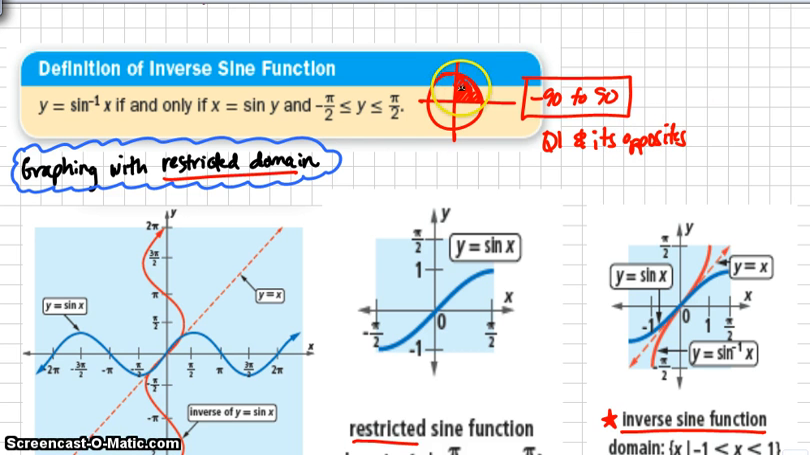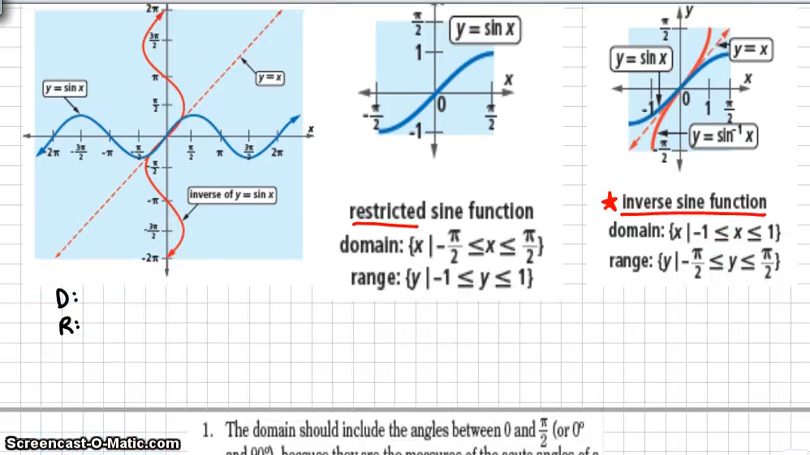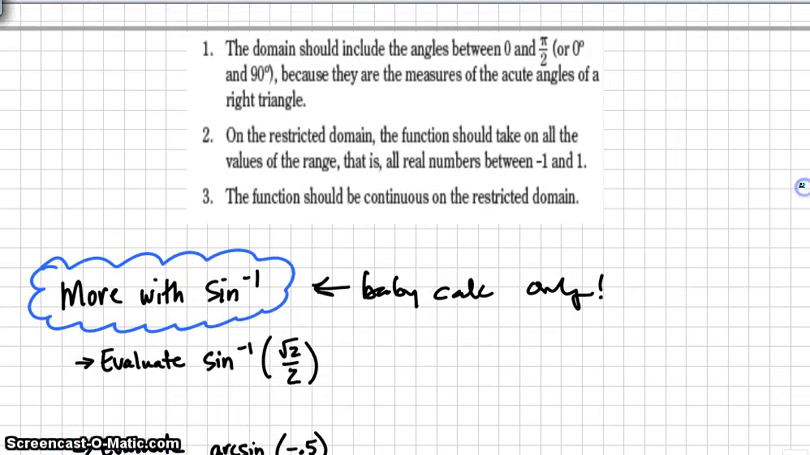So if you're anywhere else on the unit circle, you're going to want to try to reflect it somehow into quadrant 1 and either do a positive or a negative value there. So now let's apply that to some problems involving inverse sine.